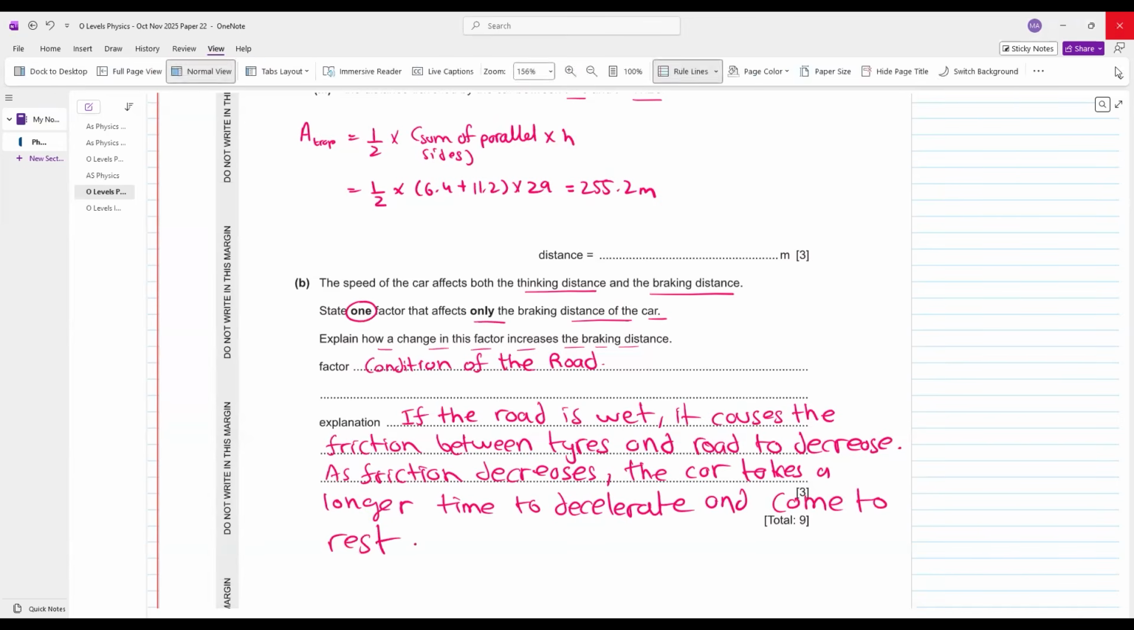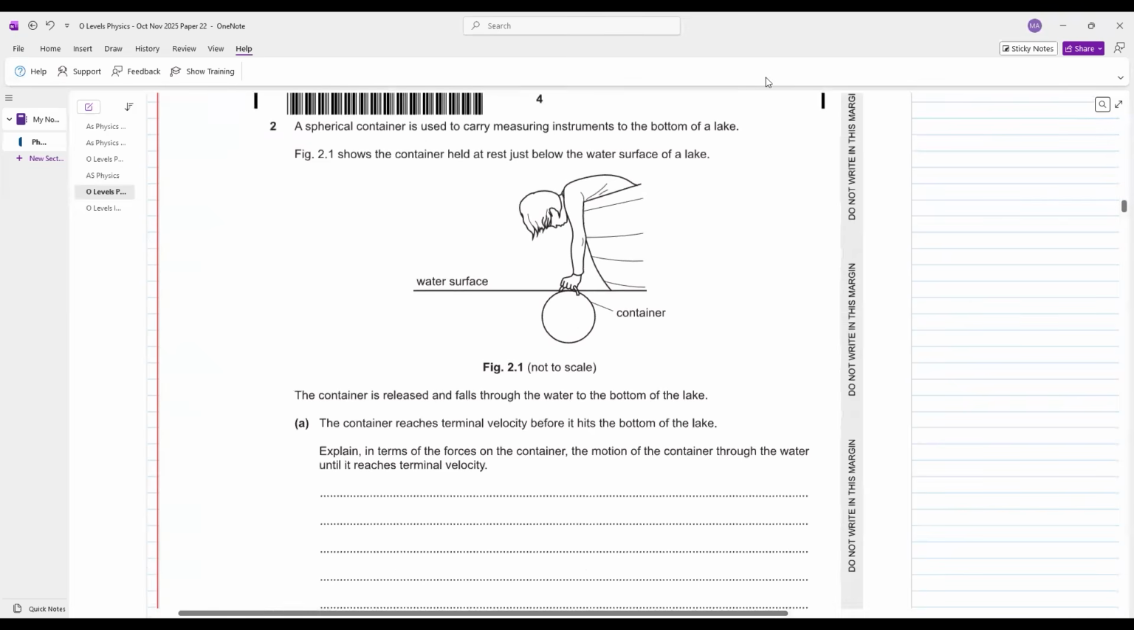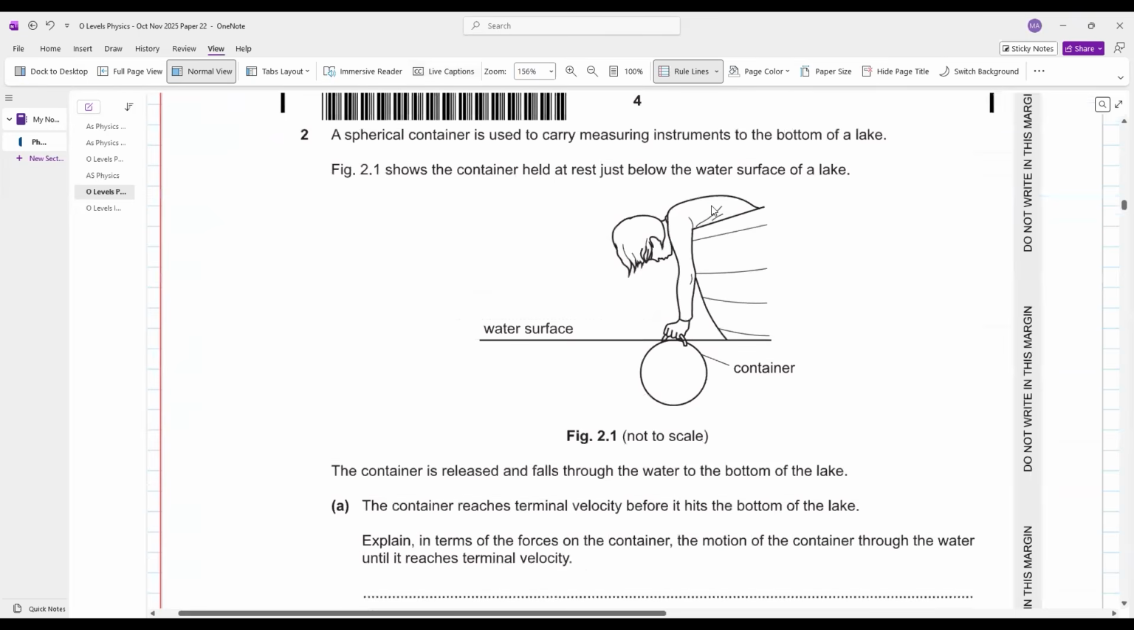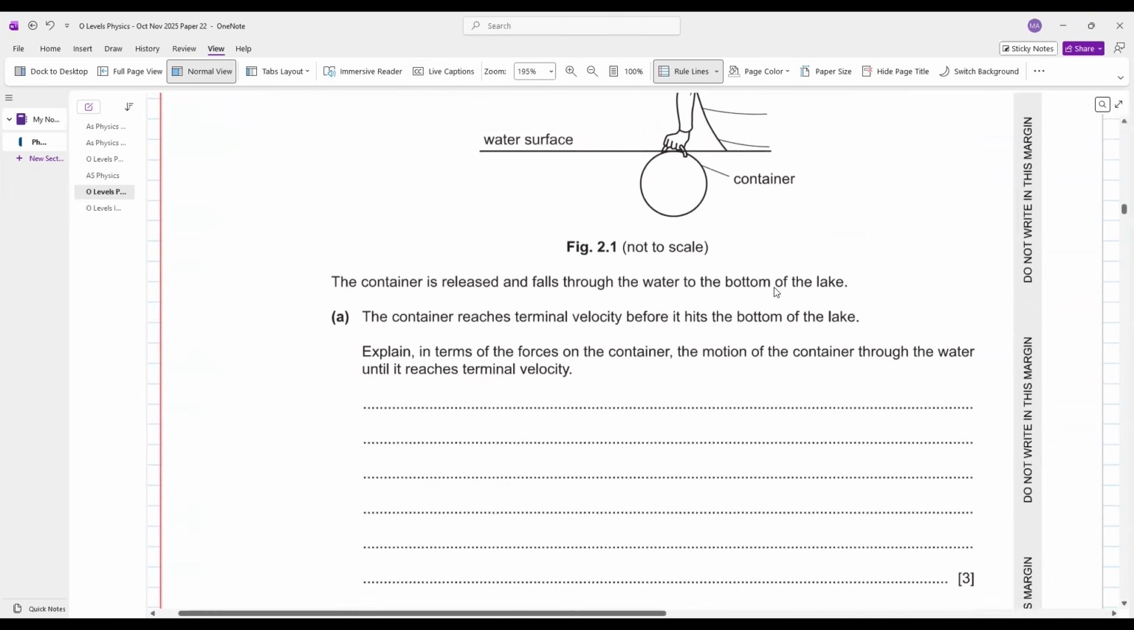आगे बढ़ते बेटा. Let's move ahead. Let's zoom in. A spherical container is used to carry measuring instruments to the bottom of a lake. Okay जी. ये spherical container है जो measuring instruments को bottom of the lake पे ले जाता है. Figure 2.1 shows the container held at rest just below the water surface of a lake. ठीक है भाई ये container है held at rest just below the water surface.